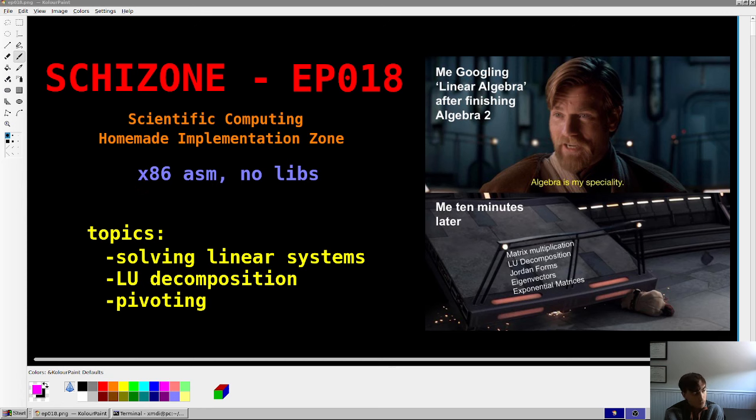Topic today is going to be more on solving linear systems, in particular using LU decomposition or factorization.